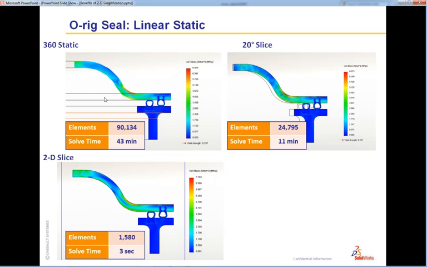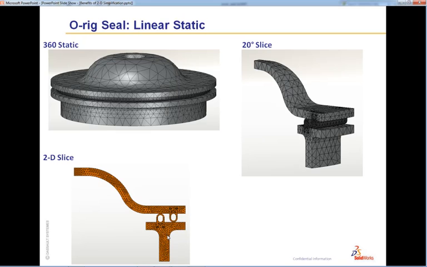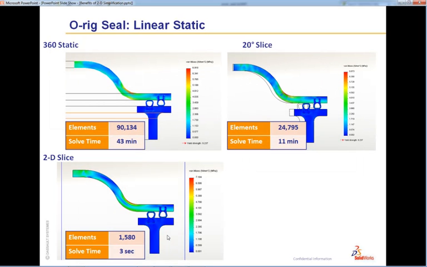We can see here for the full solid it can take 43 minutes to run just a simple static analysis. If we take just a slice of the solid and use some symmetry, we get that down to 11 minutes. However, if we use a full 2D slice, we can get 3 seconds and get the answer. But again, look at that, with a lot more accuracy as well. So it's not only faster, but it's a lot more accurate.